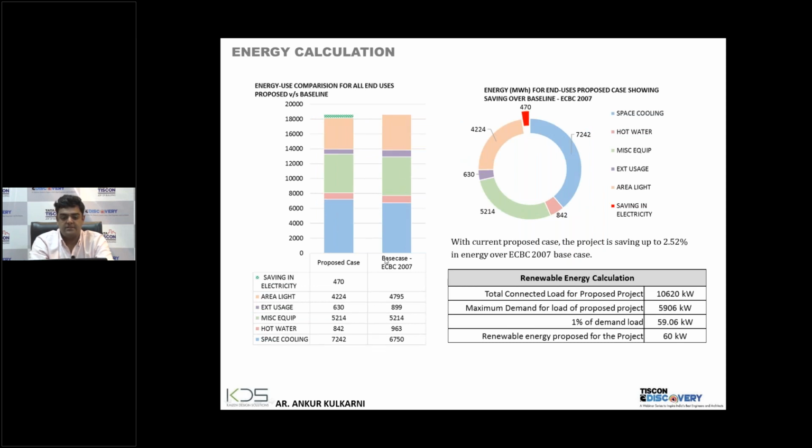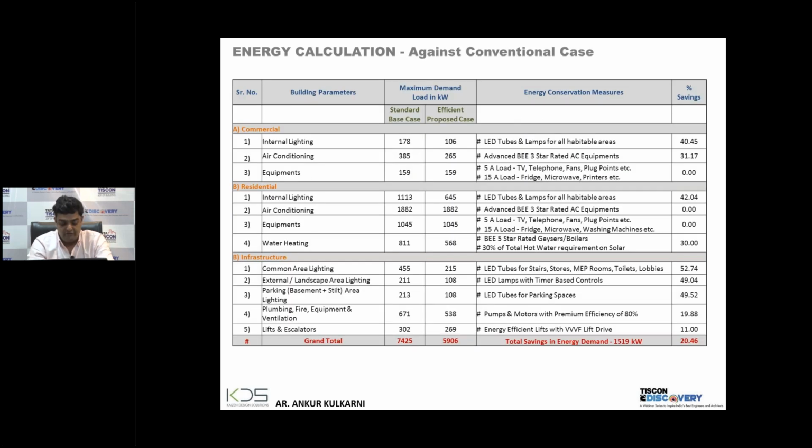so these are my base case results, and this is my proposed case, and the project is saving at least 2.5%. It's very minimum, marginal, but yes, 2.5% better than ECBC. And if we compare this with a regular building, then yes, the building saves around 20%. So if you compare it with the regular building, it's 20%, and against ECBC, because ECBC is itself a very stringent case, it is 2.5%.